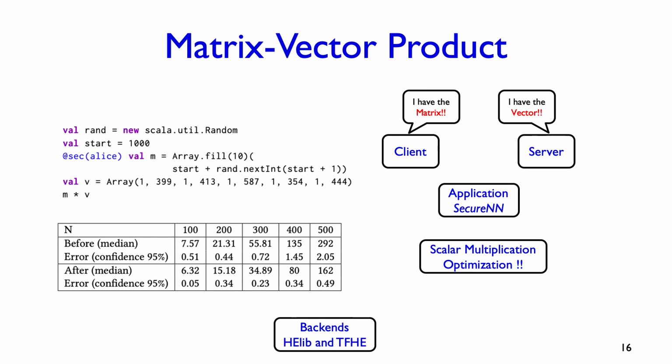Our next case study is a matrix vector product. Matrix vector product is a core kernel in privacy-preserving machine learning applications such as secure NN. In this setting, one party owns the matrix and the other party owns the vector. The Harpoon code for matrix vector product is shown on the left. We have applied the scalar multiplication optimization that we saw earlier for this case study. We can clearly see the performance enhancement when we increase the matrix size.